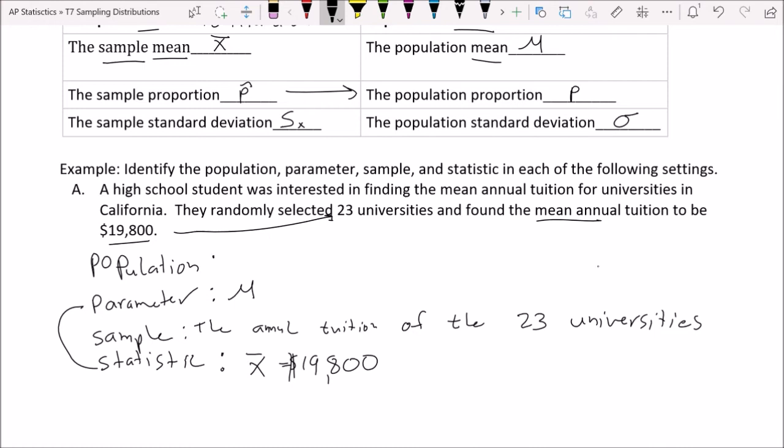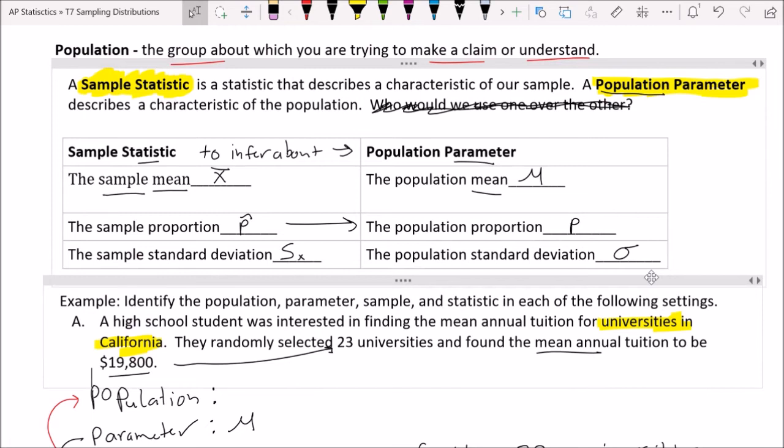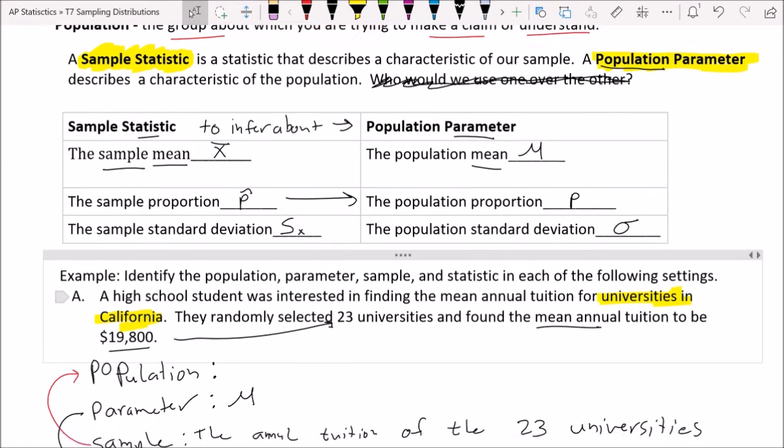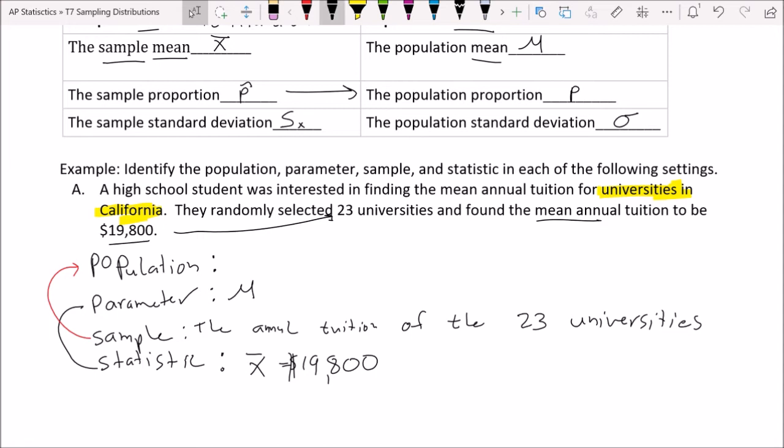Because what is the population? In order to understand the population, we need to understand where they picked the sample from. So how did they pick their sample? A high school student is interested, and we're going to read it again. They want to find the mean annual tuition for universities in California. All right, y'all. Universities in California. That's the only place they're looking. That's the thing they want to know about. Remember from above, we said the population is the group about which you are trying to make a claim or that you're trying to understand. This person is trying to understand what tuition costs at universities in California. So the population is universities in California.